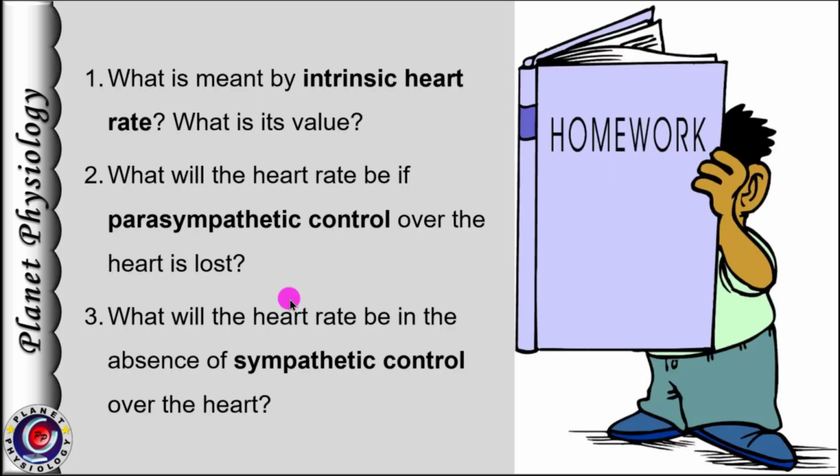So here are some questions for you to reflect on and post your answers in the comment section below. First, what is meant by intrinsic heart rate and what is its value? What will be the heart rate if parasympathetic control over the heart is lost but the sympathetic is intact? And third question, what will be the heart rate in absence of sympathetic control over the heart while parasympathetic system or while vagal fibers are intact?